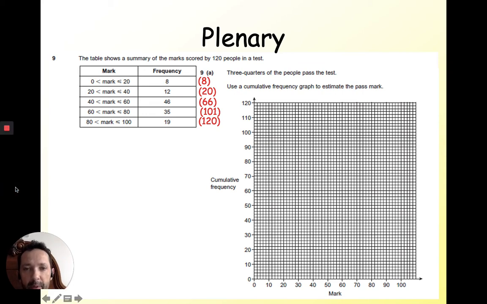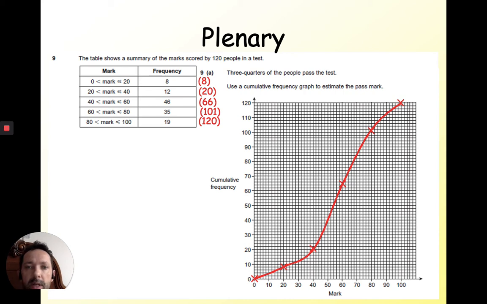So we're just plotting our points. There we go. 20 is 8, and then 40 is 20, and then at 60 it's going to be 66. At 80 is going to be 101, and at 100 is going to be 120. It's always really important to just check our running total and double check that with the number of people who did the actual test. Usually they give you that piece of information, and then we do that.